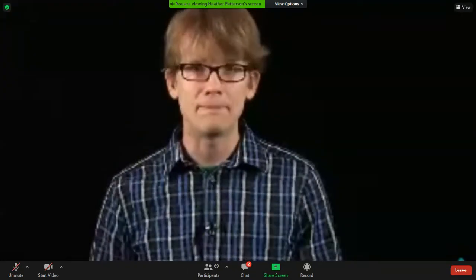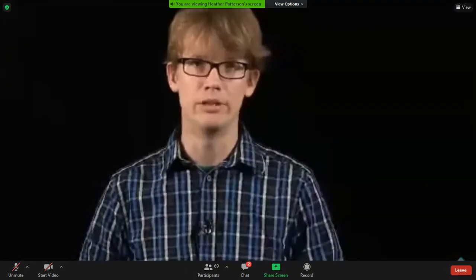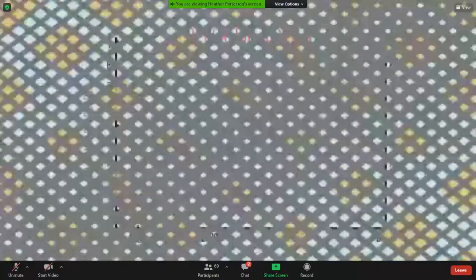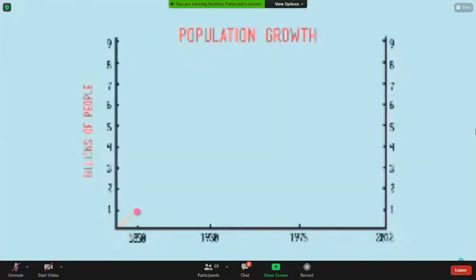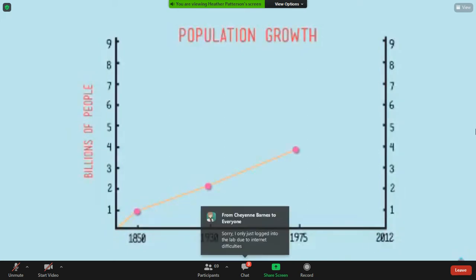In 1650, there were about 500 million people on the planet. By 1850, the population had doubled to 1 billion, and it doubled again just 80 years after that, and doubled again just 45 years after that. We are now well past 7 billion and counting.